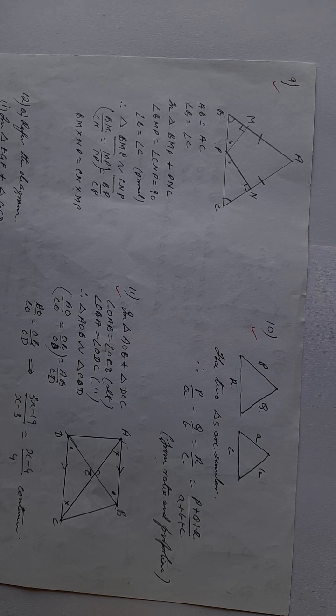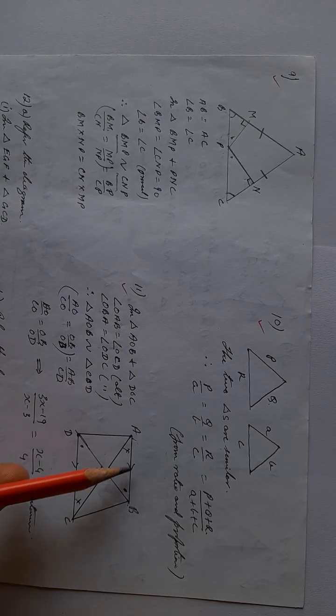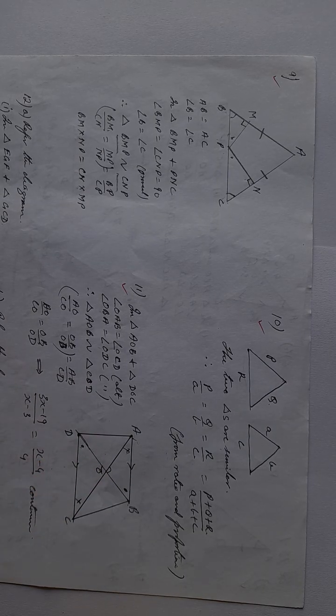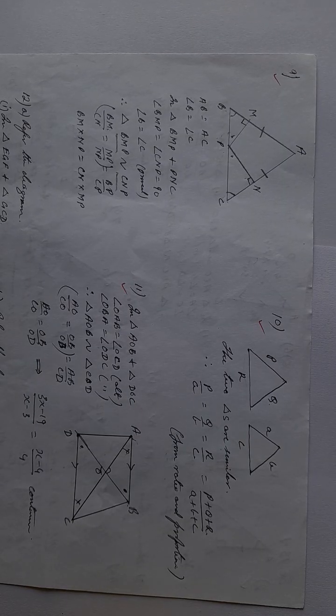Then comes number 11. In the adjoining figure, ABCD is a trapezium. You know trapezium, the moment it is trapezium, it will have two parallel sides, and once you have two parallel sides, alternate angles, therefore the two triangles are similar. The diagonals AC and BD bisect. Using the above results, find the value of x.